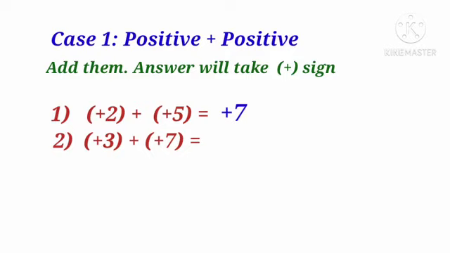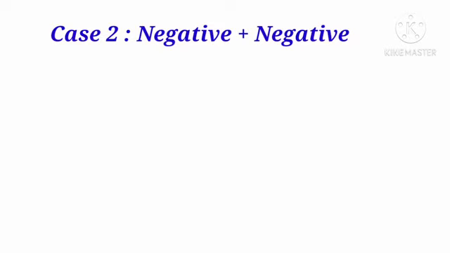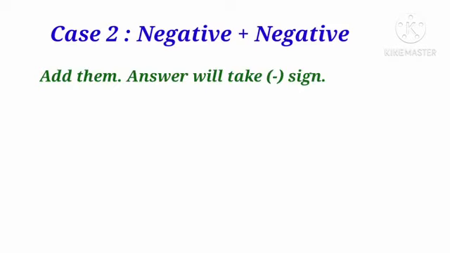What is plus 3 plus 7? Yes, the answer is plus 10. Children, now let us see how to add two negative integers without using number line. Children, if you are given two negative integers to add, we add them but the answer will take a minus sign. Children, here you keep in mind, we add the two integers but the answer will take minus sign.